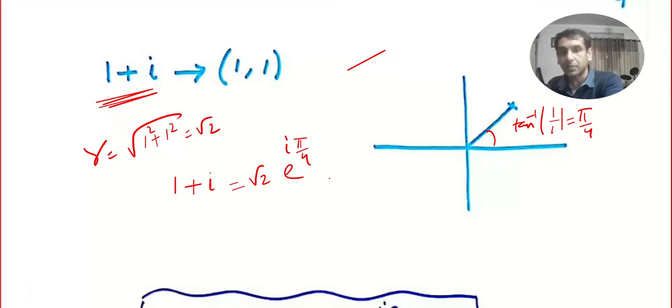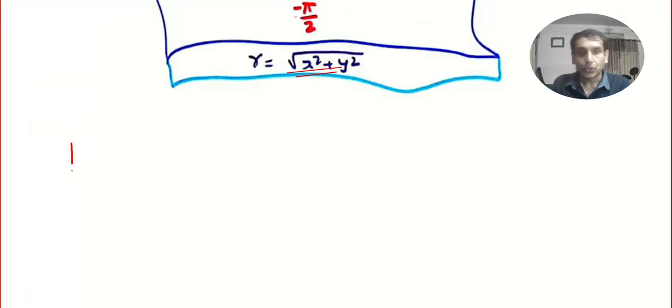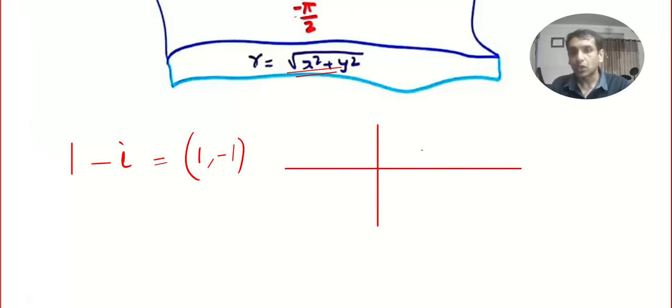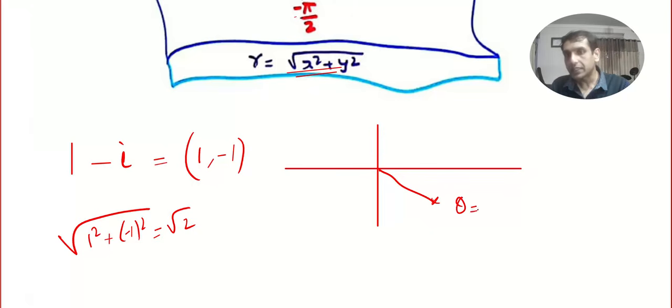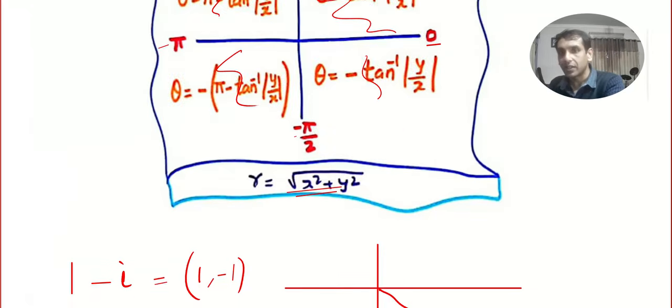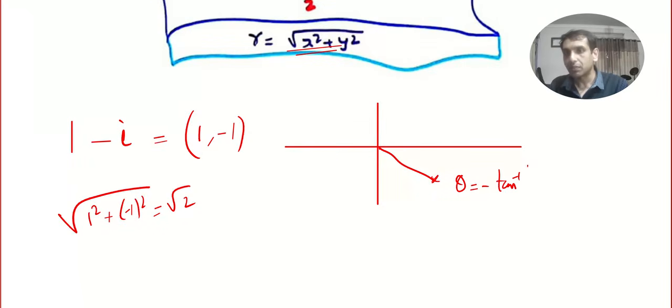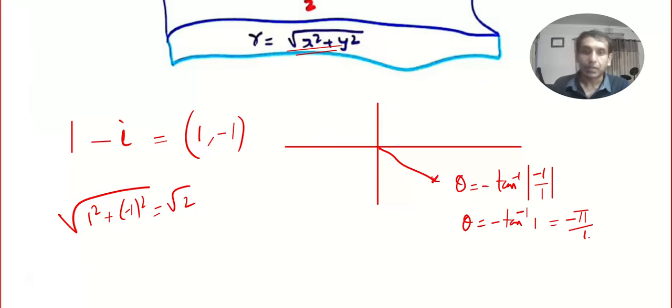Now I have one more complex number, that is 1 minus i. So I'll go for 1 minus i. 1 minus i is 1 comma minus 1. Where is 1 comma minus 1? That is in the fourth quadrant. So the length is root under 1 square plus minus 1 the whole square. That's the same, root 2. Now the angle theta is equal to, did you see this table? Yeah, minus tan inverse positive value of minus 1 by 1, which happens to be theta equal to minus tan inverse 1, minus pi by 4. So this 1 minus i is actually root 2 e to the power minus i pi by 4.